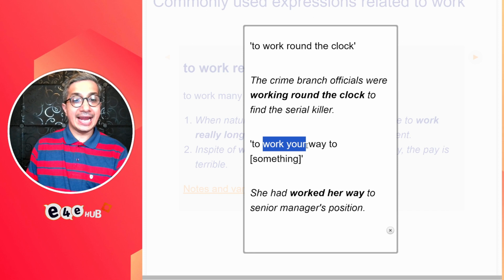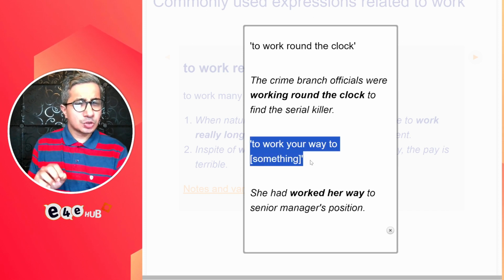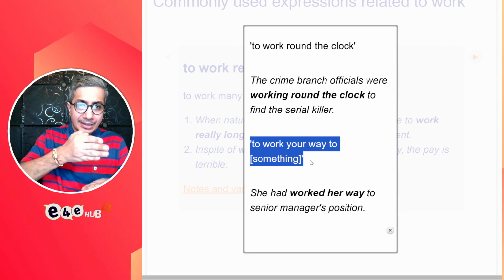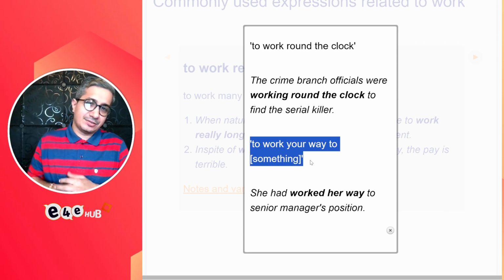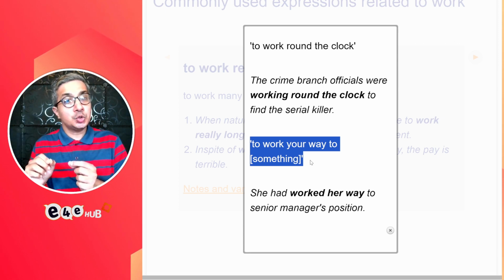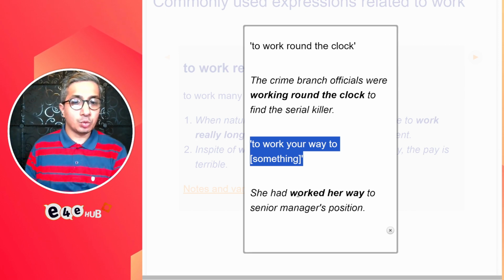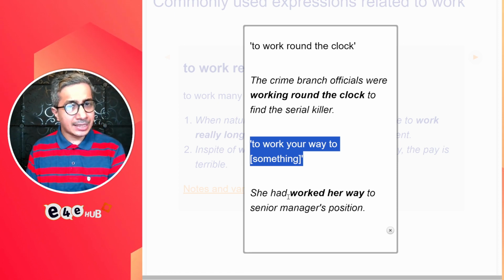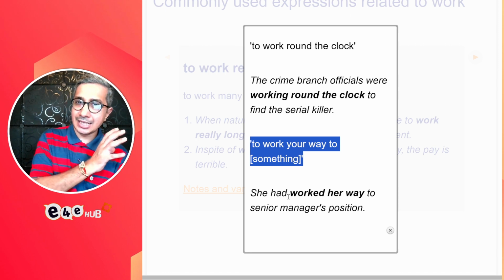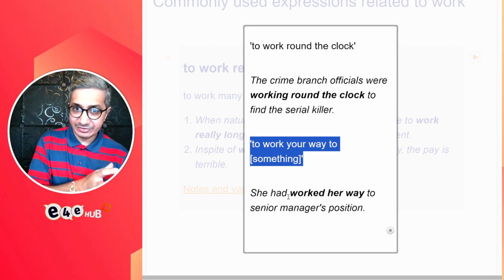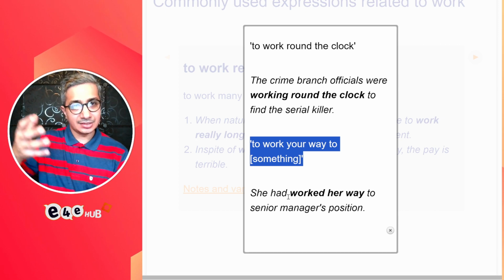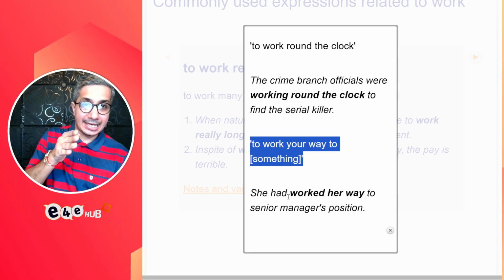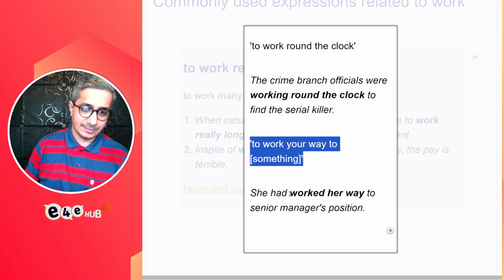To work your way to something. This means to gradually keep on working, starting small, gradually improving, growing, and reaching a certain senior position. To work your way to that senior position. She had worked her way to senior manager's position. Did she start at the senior manager's position? No. She might have started as a trainee, then executive, after that senior executive, team leader, manager, senior manager. So she worked her way to senior manager's position.